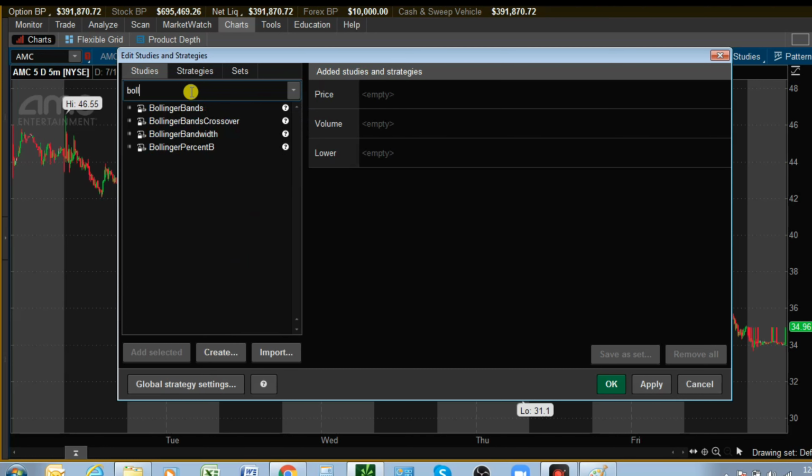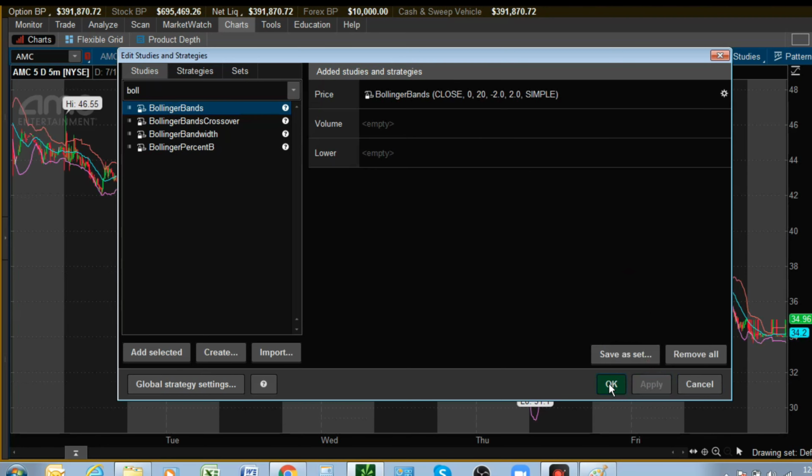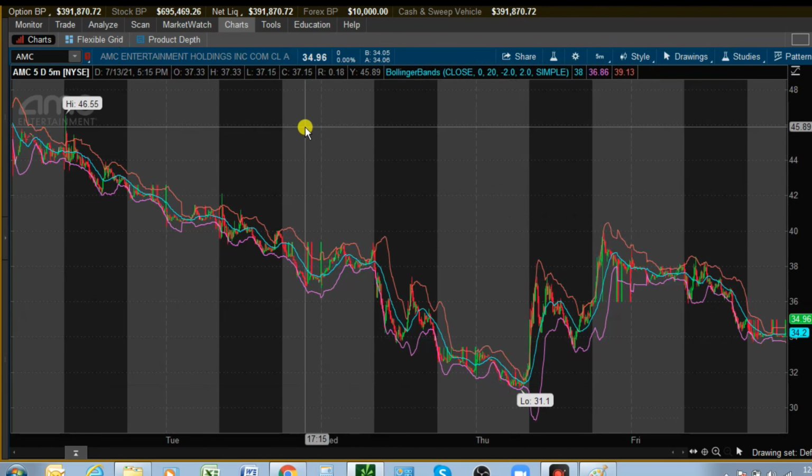It's called the Bollinger Band, which is a volatility indicator. Here it is, Bollinger band, volatility indicator. Click on apply, okay, and here it is right here.